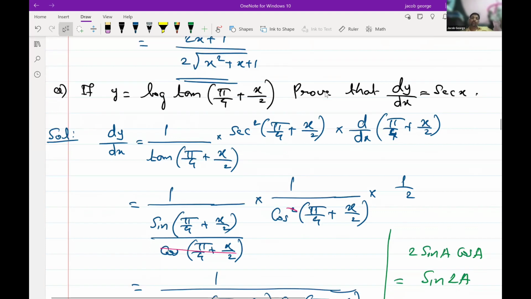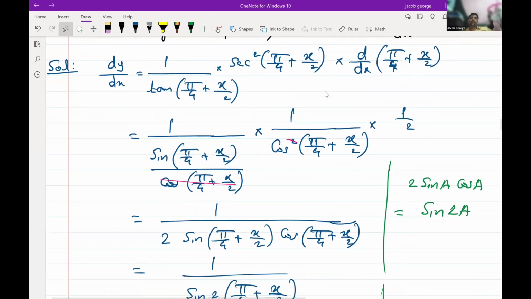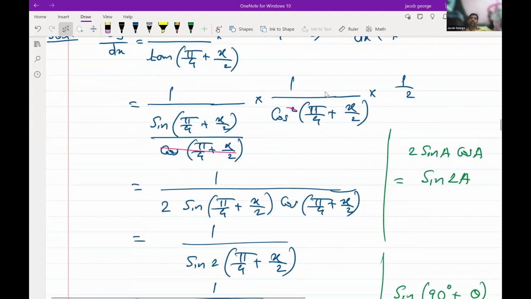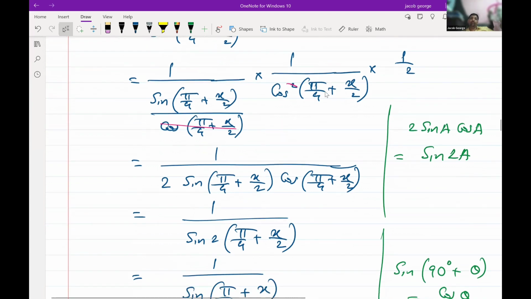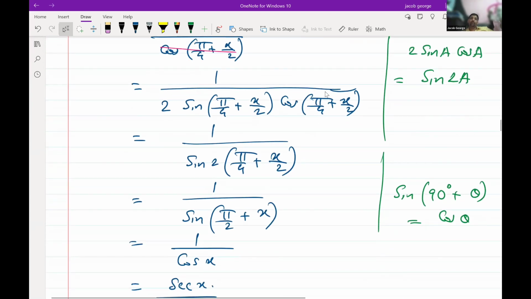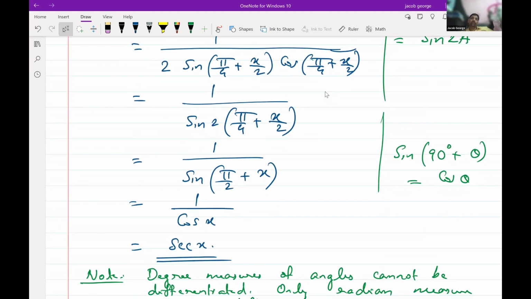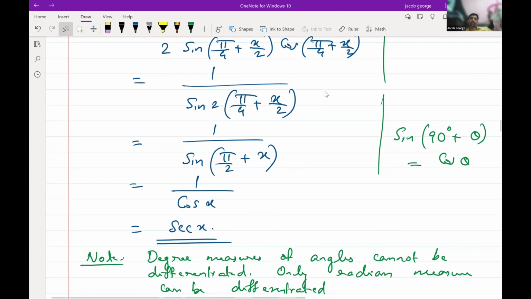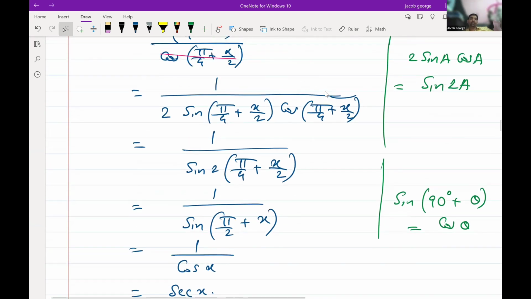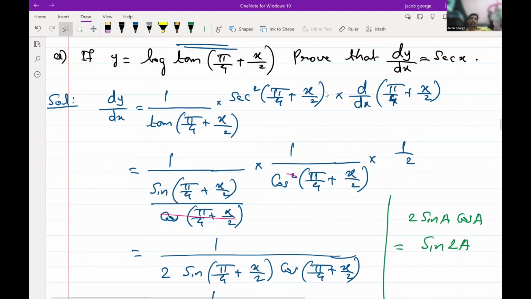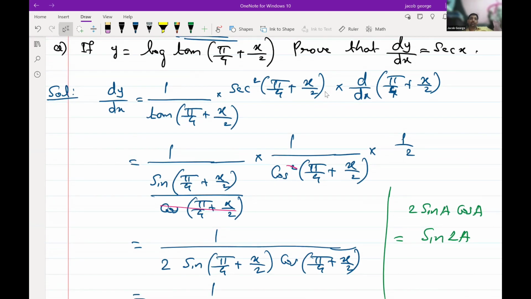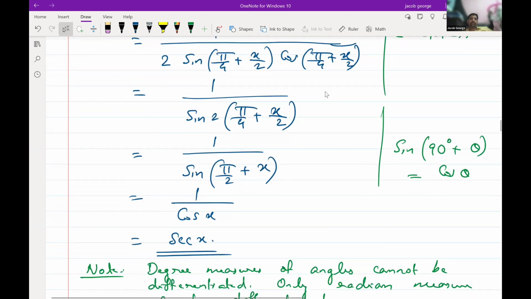Then the denominator is of the form 2 sin a cos a. 2 sin a cos a is sin 2a. So sin 2 into pi by 4 plus x by 2, so sin pi by 2 plus x. So that is cos x. So then we get sec x. So this is an important question of chain rule. Hope you all understood this.